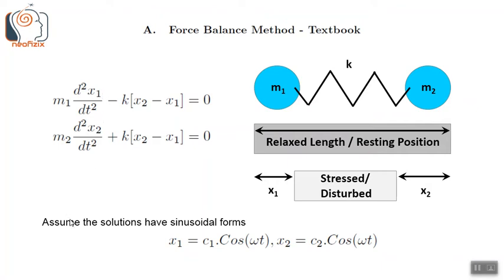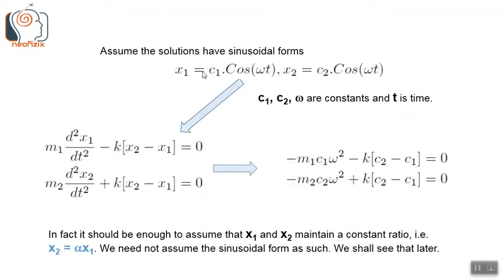So we need another equation. What we do is assume the solutions have a sinusoidal form for x1 and x2 for the displacements. That is, let x1 equals c1 cos omega t and x2 equals c2 cos omega t. They have a common frequency omega. In these sinusoidal functions, c1, c2 and omega are constants and t is the time. c1 and c2 are the amplitudes of oscillation and omega is the frequency of oscillation.